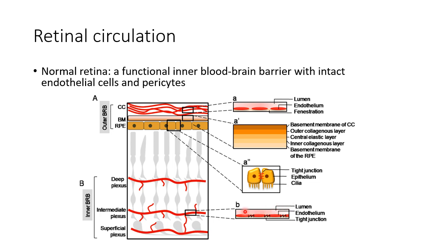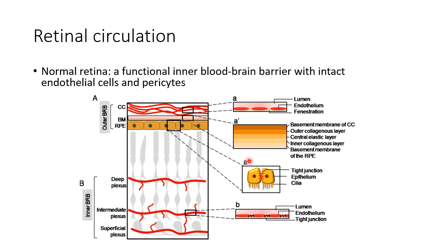So basically, this is the structure of a capillary. These three plexi are actually the capillary plexus. So in the structure of a capillary, this is the lumen, the endothelium, and between the individual endothelial cells are tight junctions. So it is these tight junctions between the retinal capillaries at these various layers that form the inner blood retinal barrier, and it is this inner blood retinal barrier that is primarily disturbed in cases of diabetic retinopathy and other vascular retinopathies.